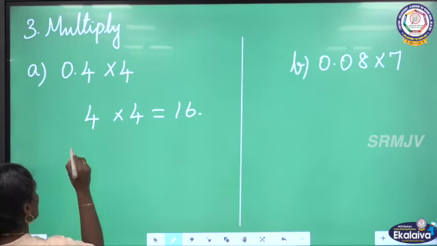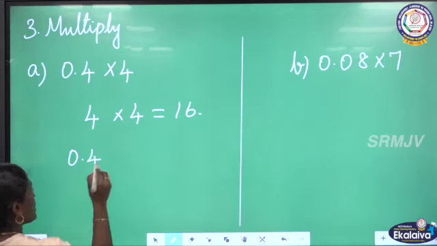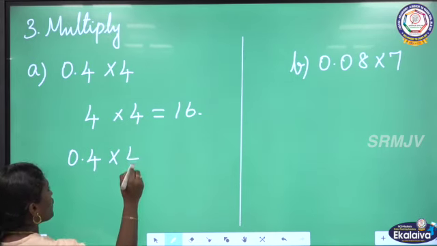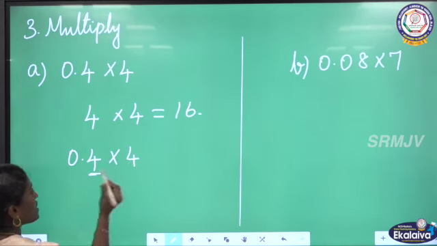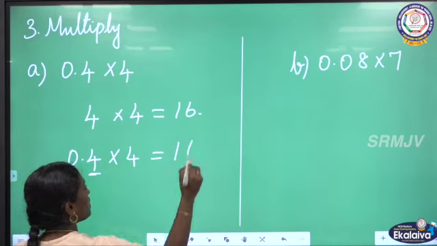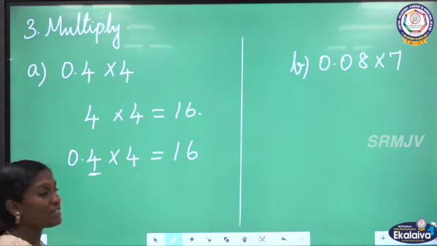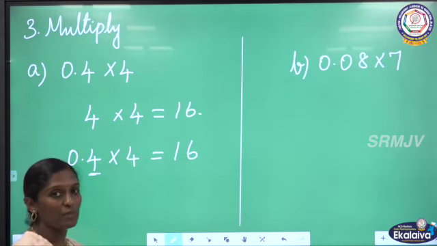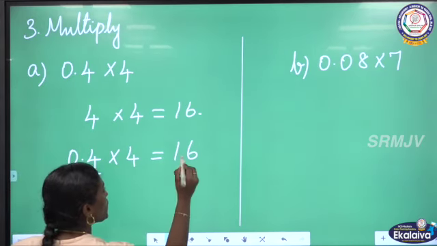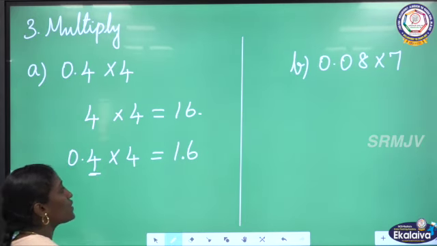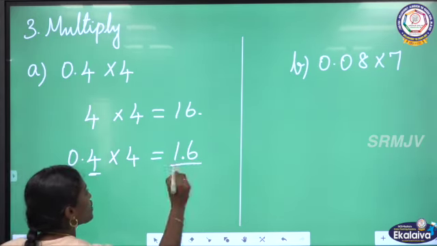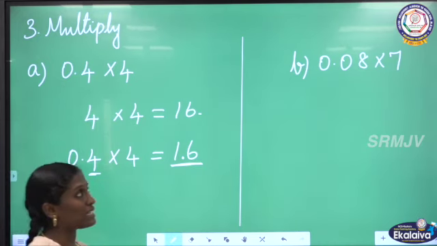Now, I am going to write the answer for the given question 0.4 into 4. In the given question, how many decimal places are there? Only one decimal place. So, we need one decimal place in the answer also. So, from the last before one digit, we have to keep the decimal point. So, 1.6 is the answer.